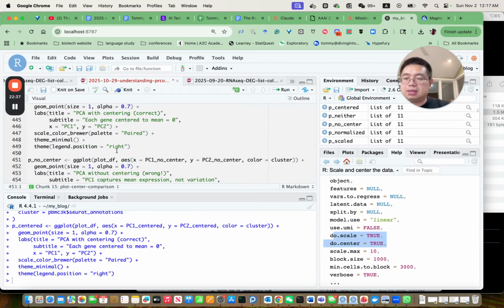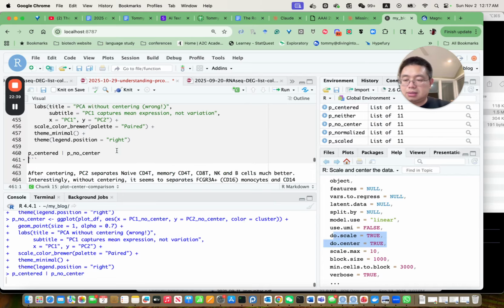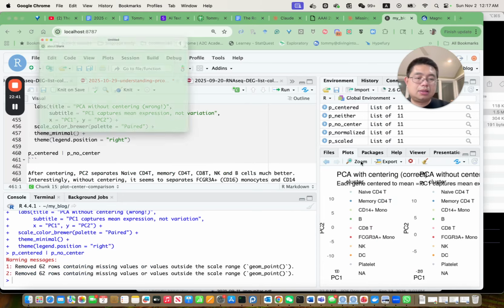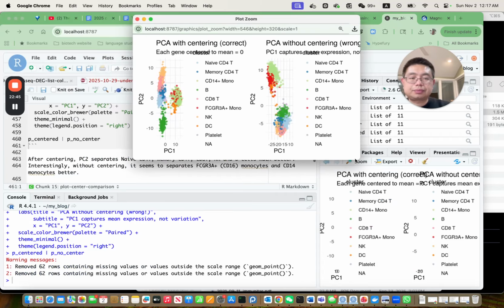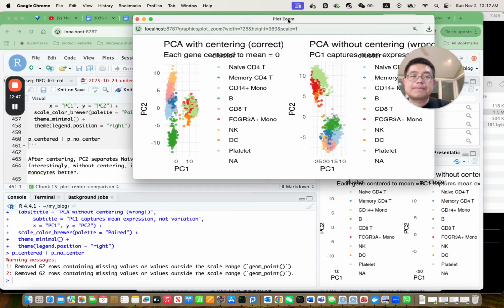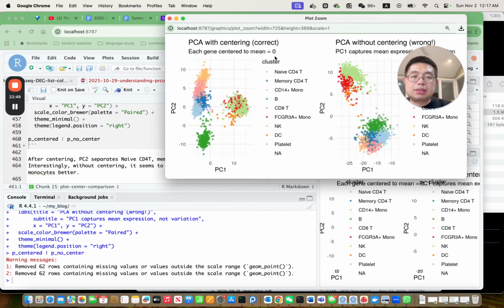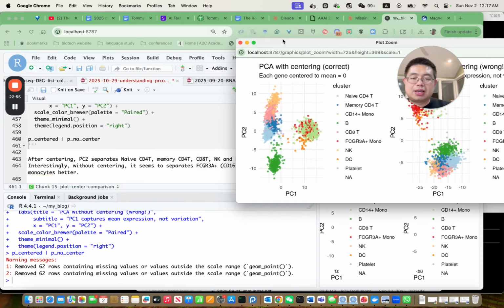Okay, let's visualize them, put them into the same data frame again. Look at the centered and then not centered. Put them together. Let's take a look. So this is centering. This is without centering. What's the difference can you see right here?